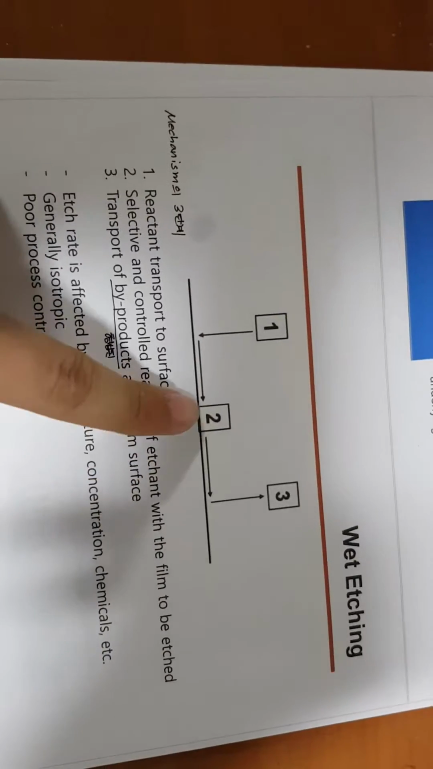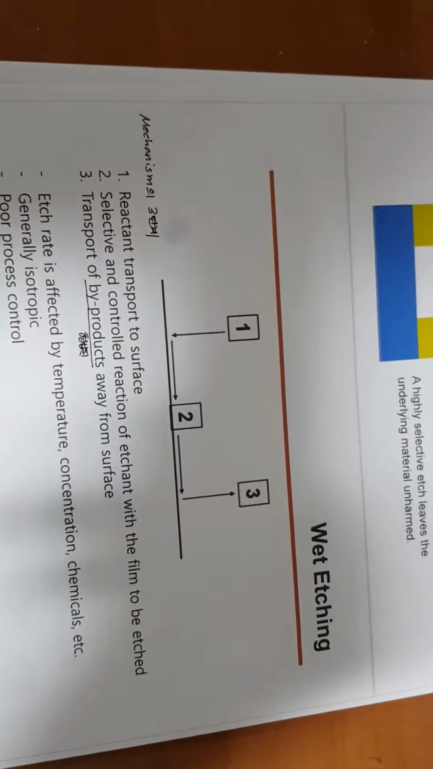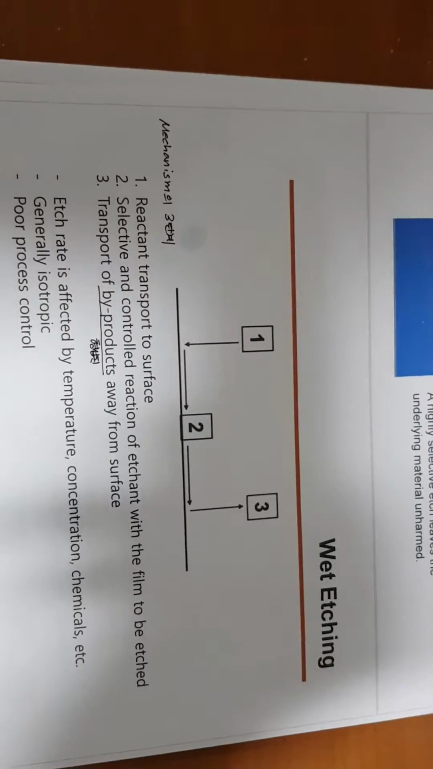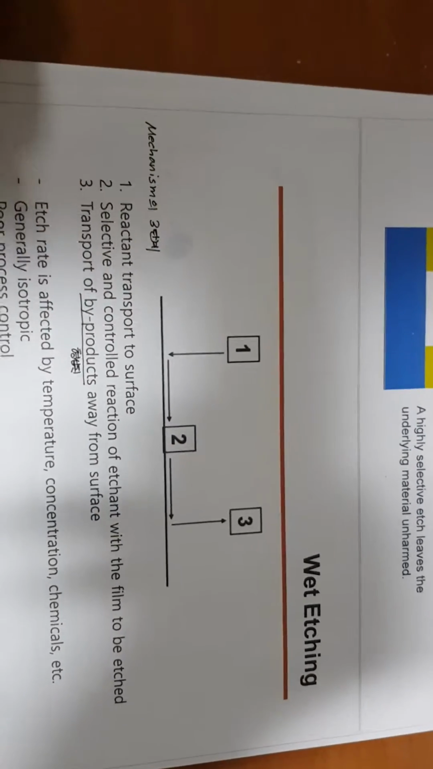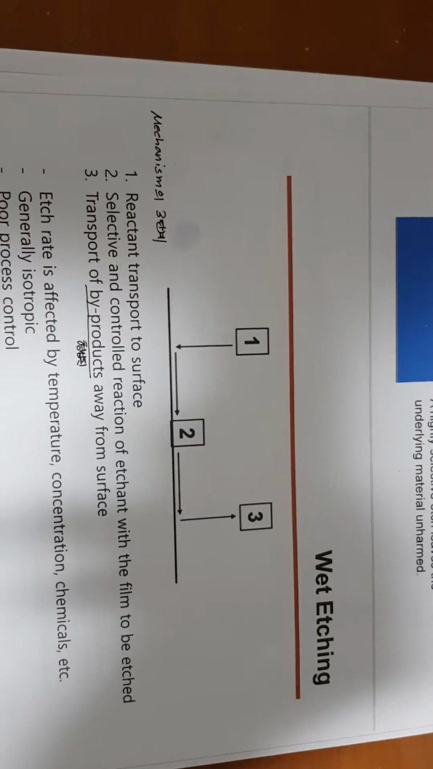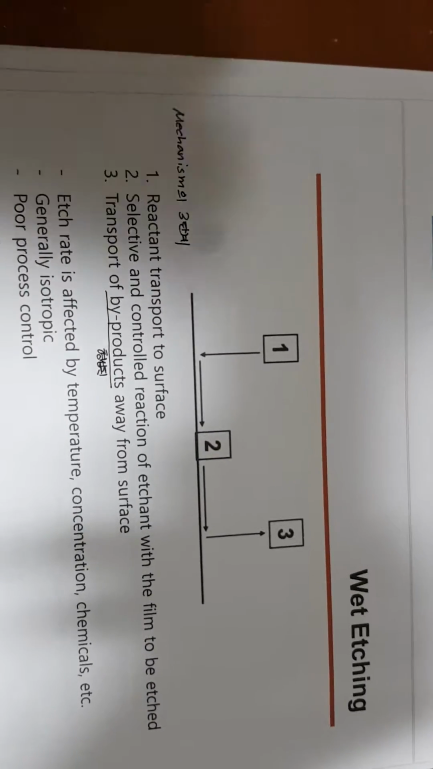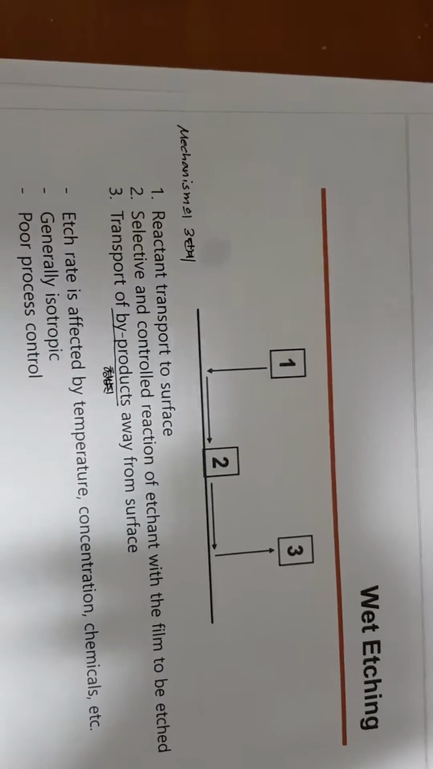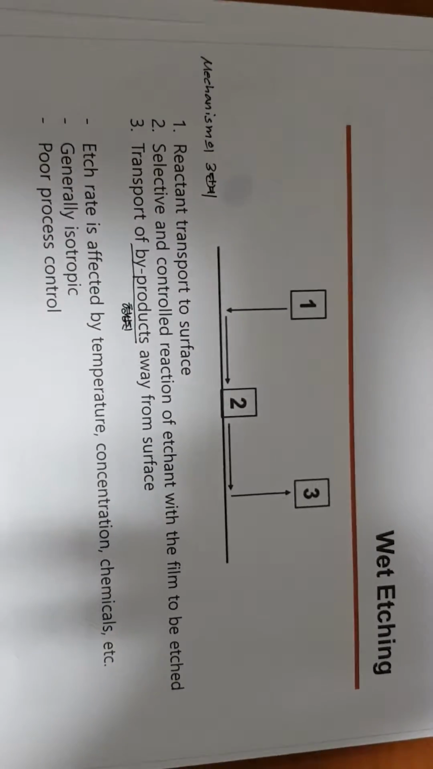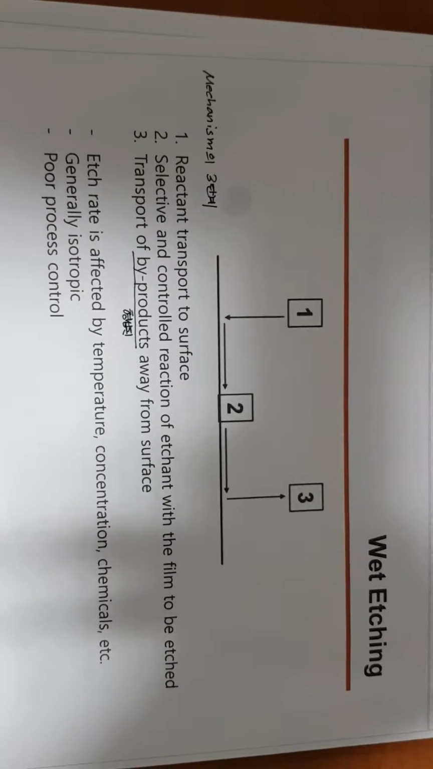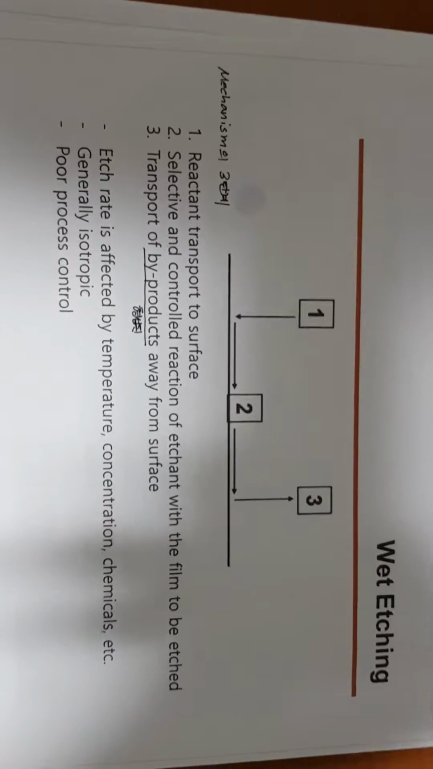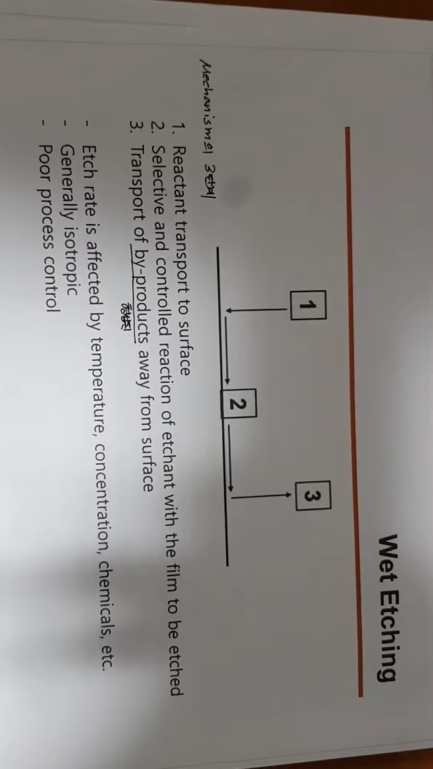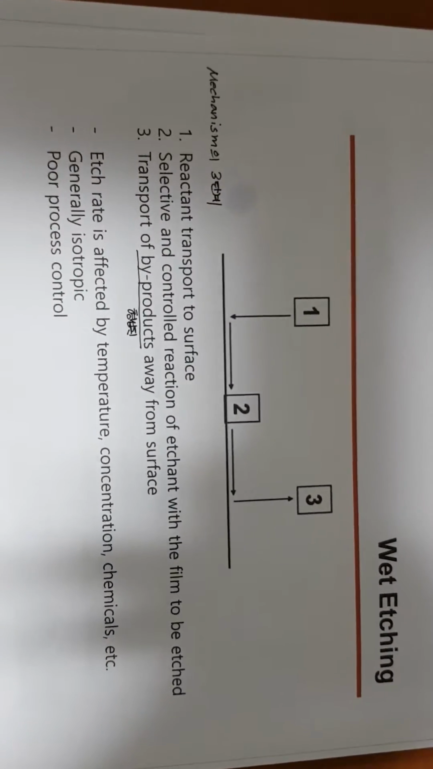and the second is selective and controlled reaction of the etchant with the film to be etched. Third is transport of the byproduct away from the surface. Byproduct has the same meaning as form or produce. Etch rate is affected by temperature, concentration, chemicals, etc. Generally, it is isotropic, but it has poor process control.